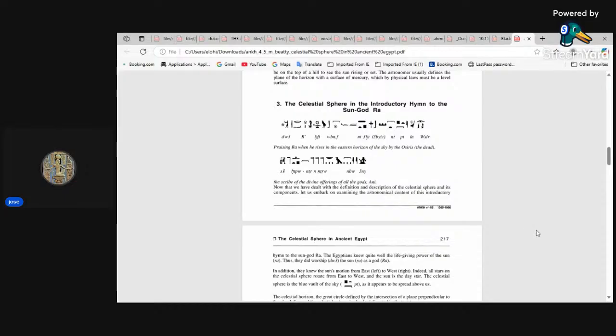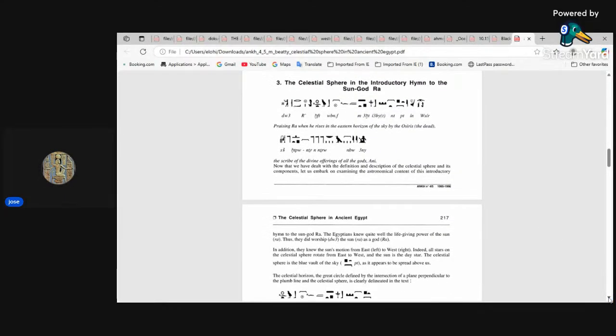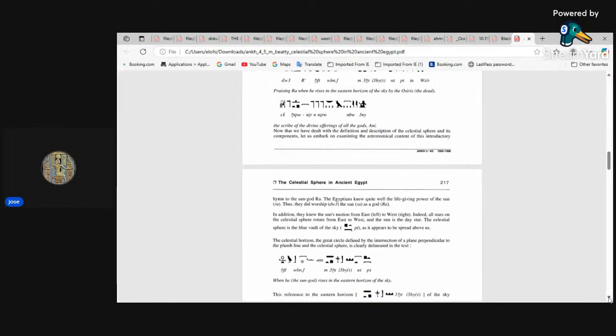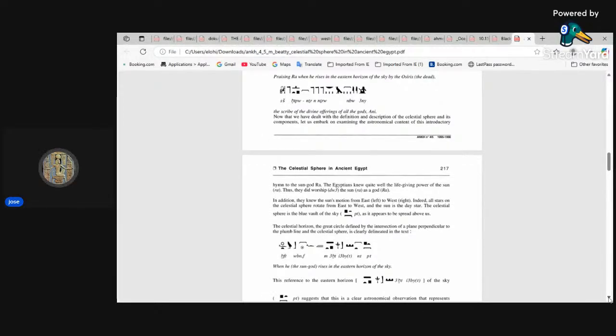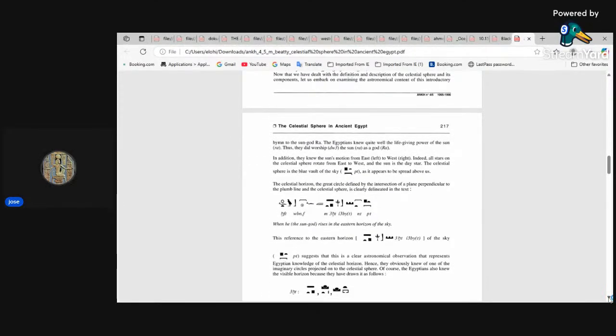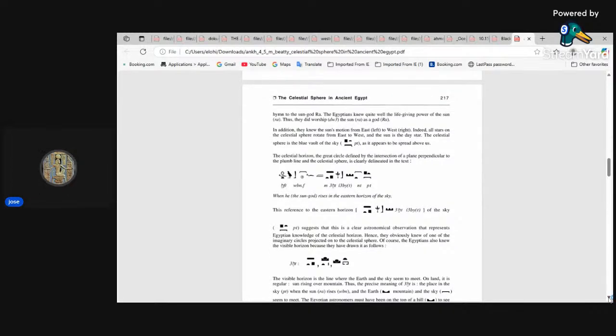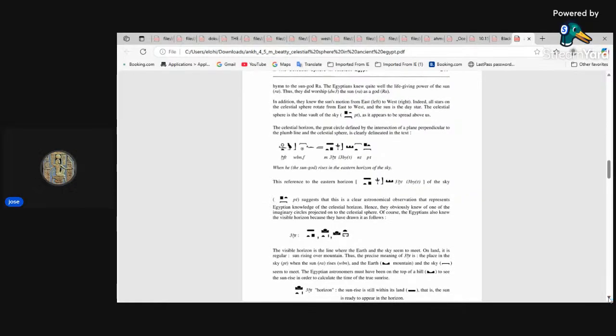Now that we have dealt with the definition and the description of the celestial sphere and its composition, let us embark on examining the astronomical content of the introductory hymn to the sun god Ra. The Egyptians knew quite well the life-giving power of the sun, Ra. Thus they did worship the sun Ra as a god. In addition, they knew the sun's motion from east, left, to west, right. Indeed, all stars on the celestial sphere rotate from east to west, and the sun is the day star.